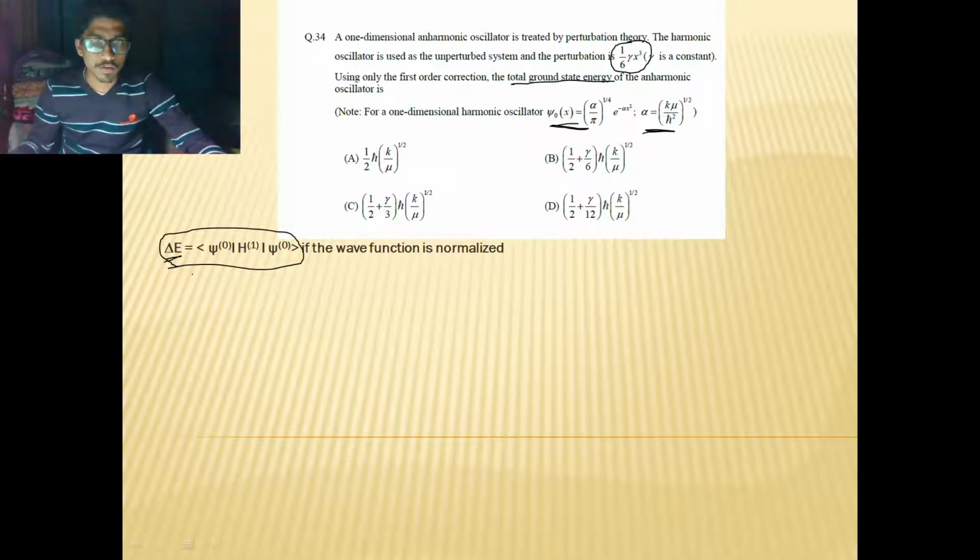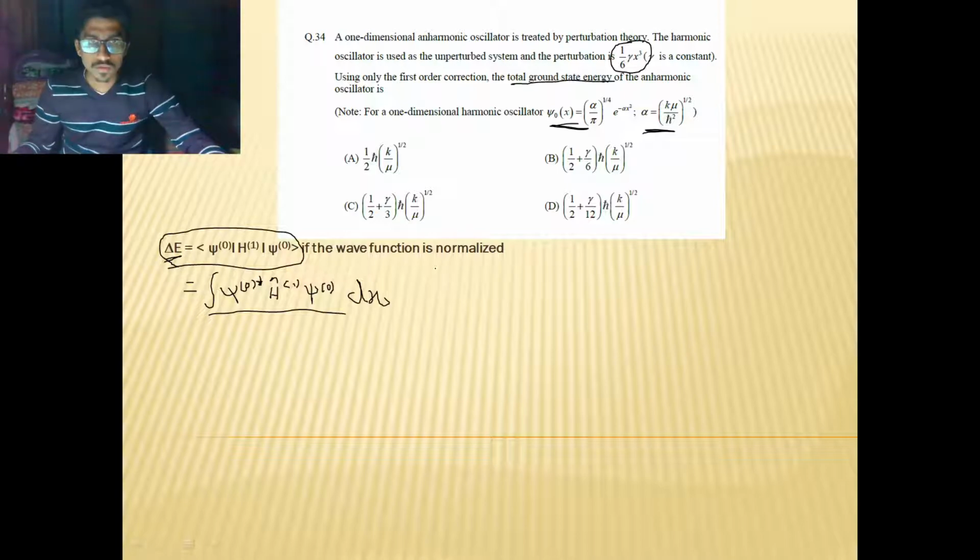If you are not familiar with bracket notation, then you can write this as the integral of psi 0 star, then the Hamiltonian H1, then psi 0, and since we are talking about one dimension, dx. So this is the bracket notation in integral form. So what is H1? H1 is the Hamiltonian for the perturbed system.